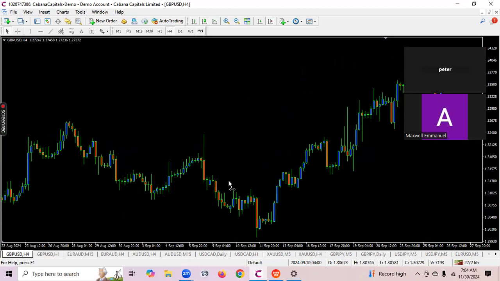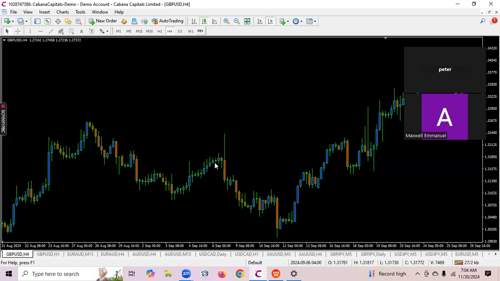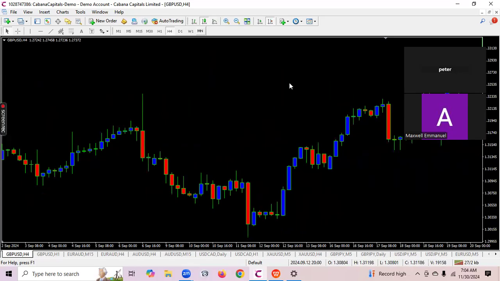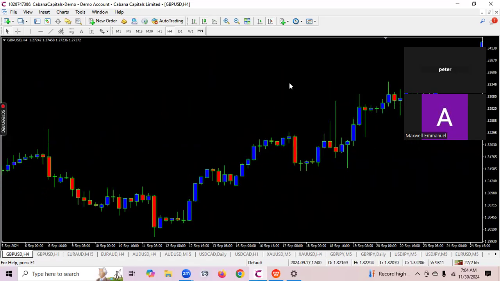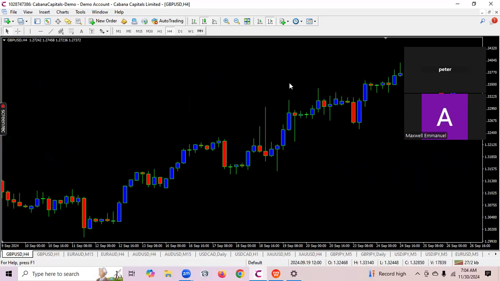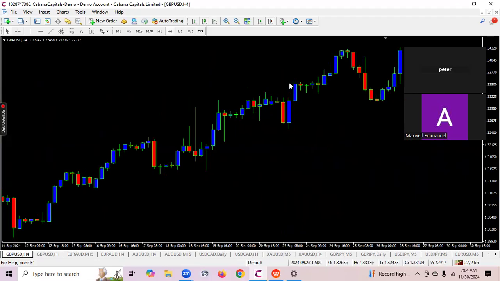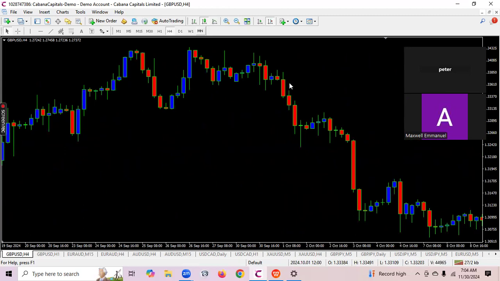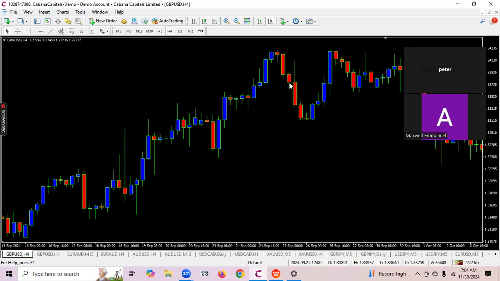Now here also you have doji. You can see this. This is a doji. You can see the trend before the formation of the doji. There is the doji identified now. The trend before the formation of the doji was bullish.